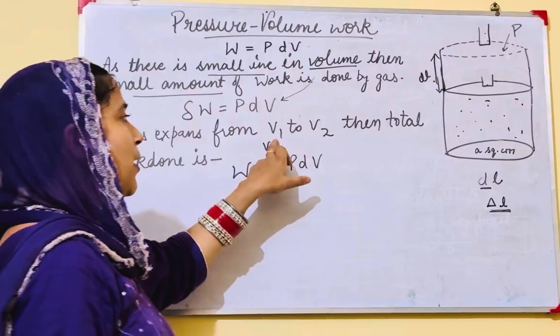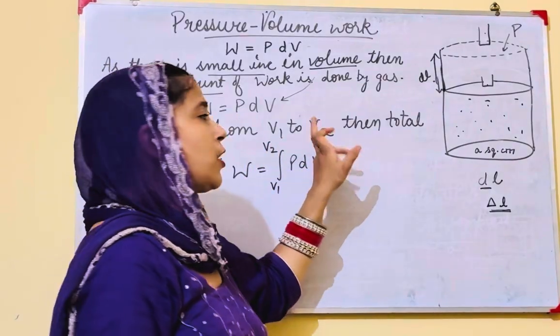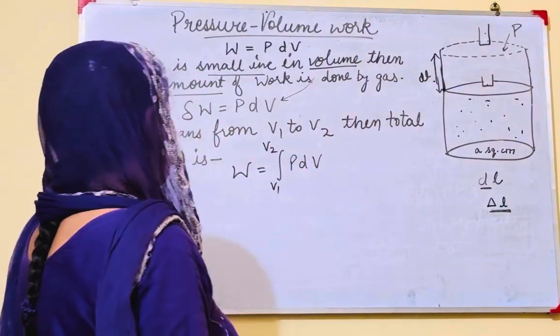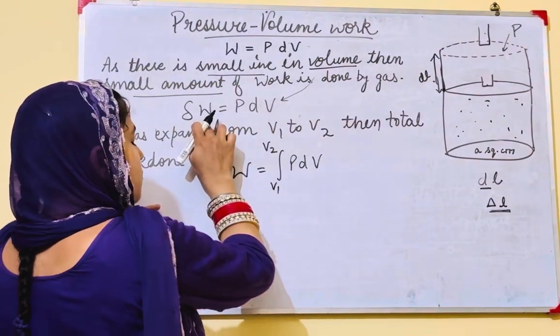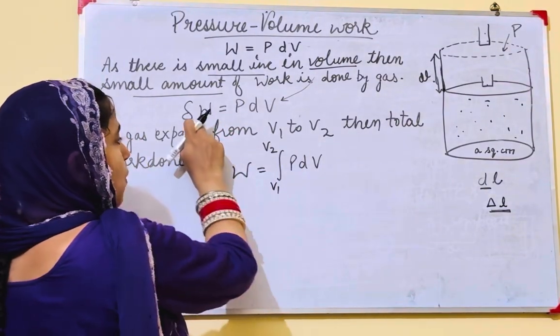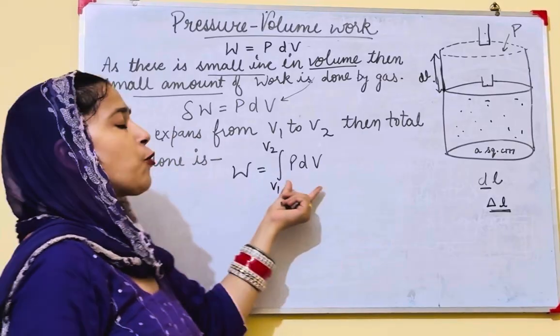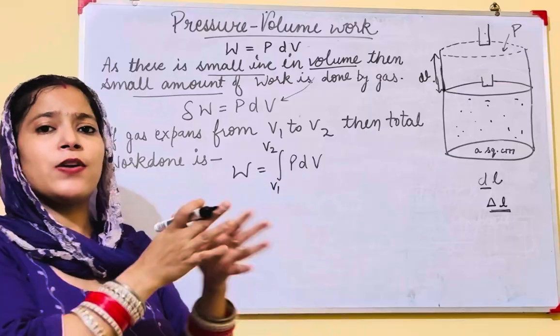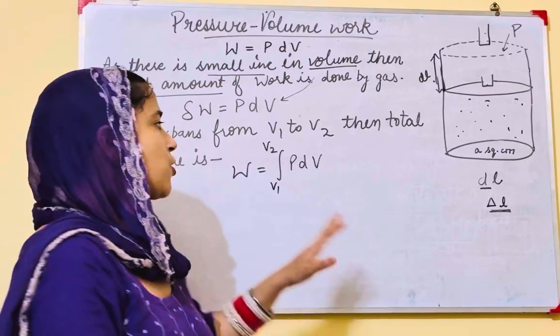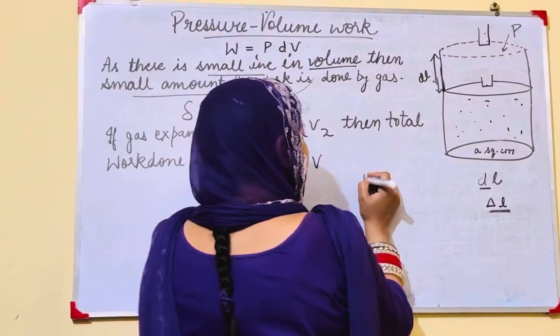Now the gas expands from initial volume V1 to V2, then the total work done is given by this. When we want to find total work done from the small amount of work done, we have to integrate it. Now this case will be considered as a work of expansion, and it occurs irreversibly.